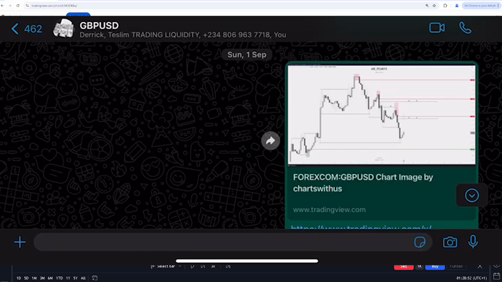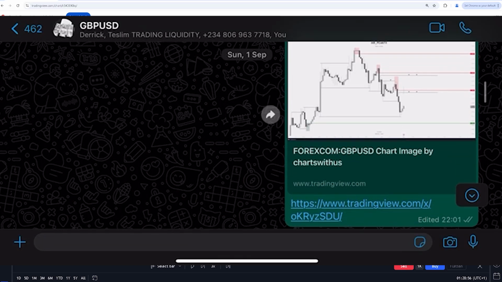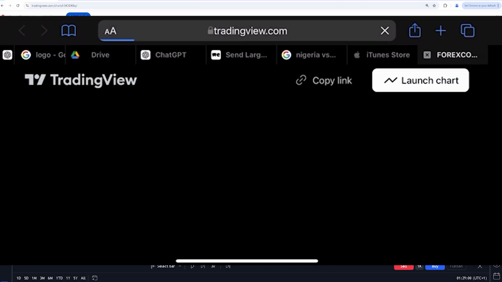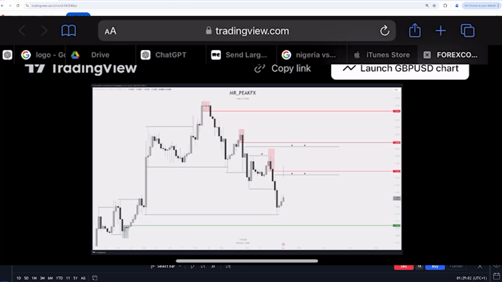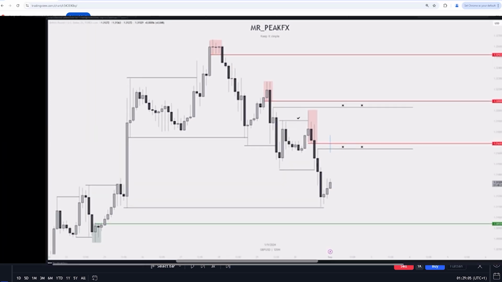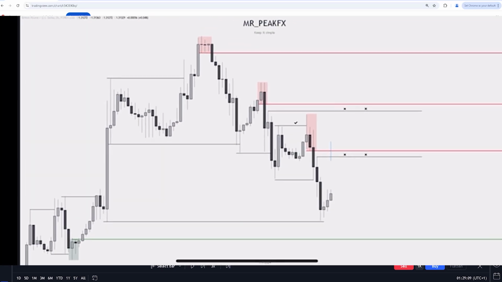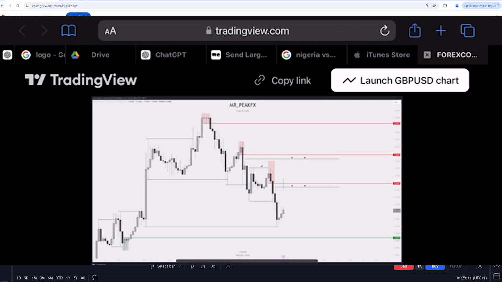If you look at the group that is showing on your screen right now, look at the chart when I dropped it. Let me click on it, so you can see the charts right there. You can see every single labeling that I put there. You can see all the price points. I posted it right there, and we're expecting price to obey those levels.